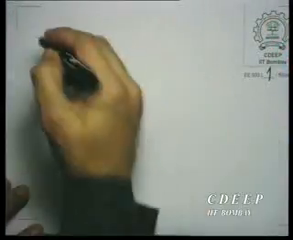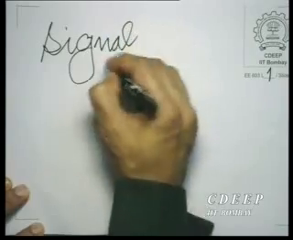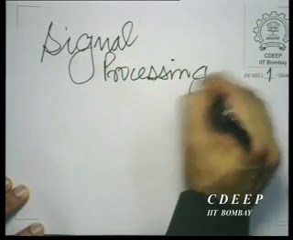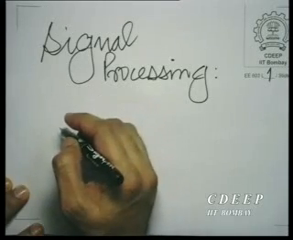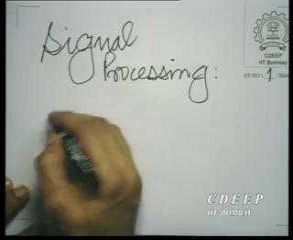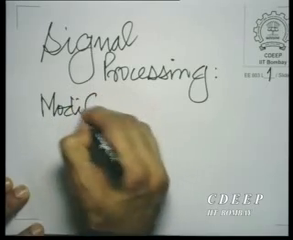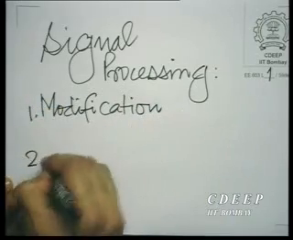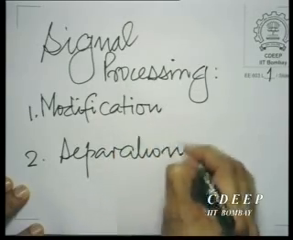What do you mean by signal processing? So you understand what is a signal. What is meant by signal processing? Again, to cut a long story short, signal processing means two things. Essentially, modification and separation. At least from our point of view, it means two things.